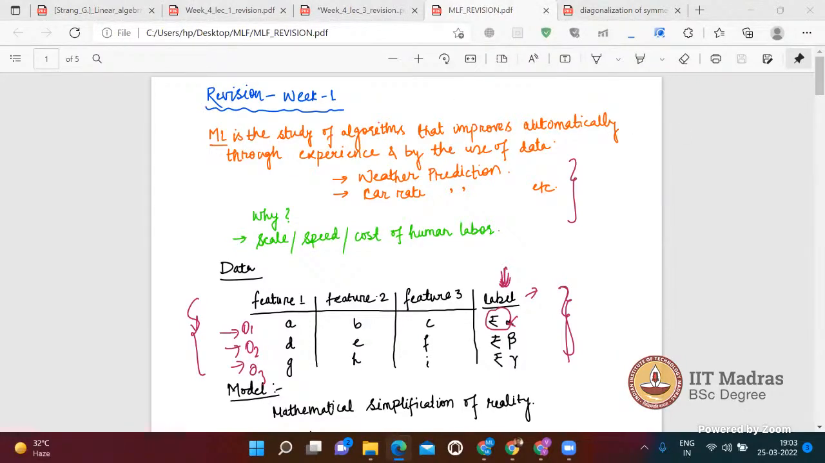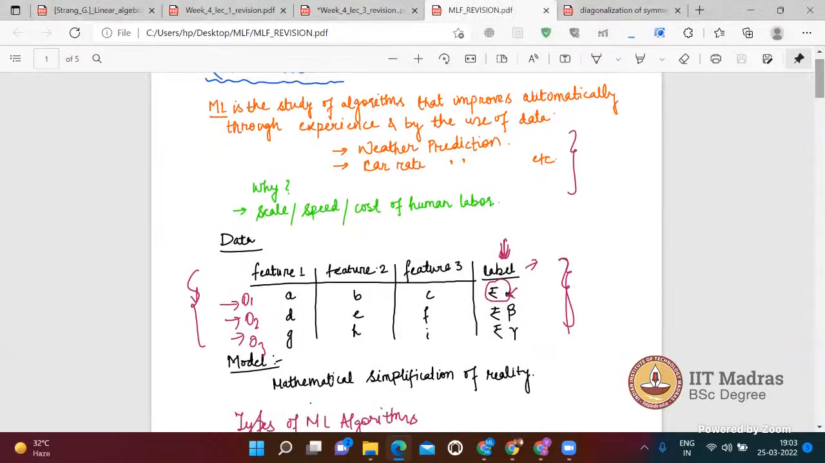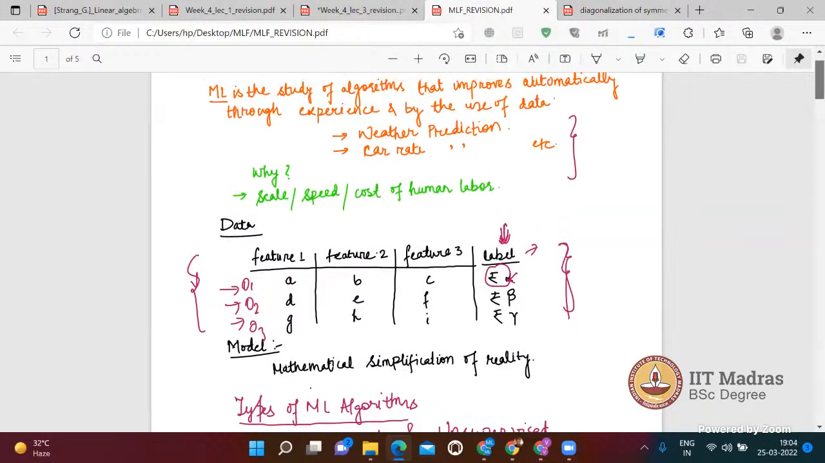So ML is simply the study of algorithms that improve automatically through experience of user data. The more data we have, the better and better the algorithm or model we are developing will become. For example, we can have models like a car rate predictor or a weather predictor. A car rate predictor can be a regression model, so we'll discuss regression briefly. Why do we do this? Generally for speed, and the cost of human labor becomes very large if we allow humans to do that. So it becomes cost efficient, and the speed becomes very fast. These are some important reasons regarding this.